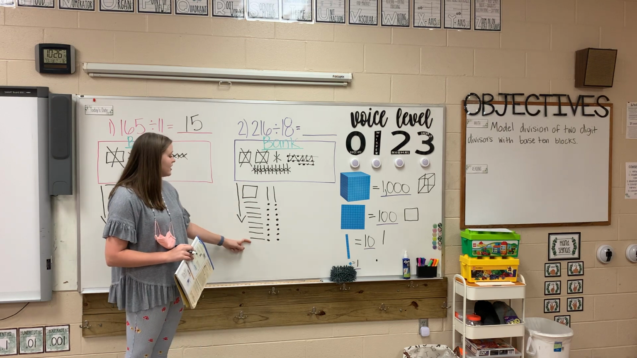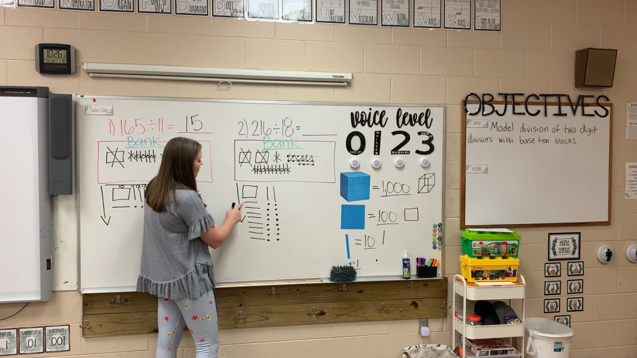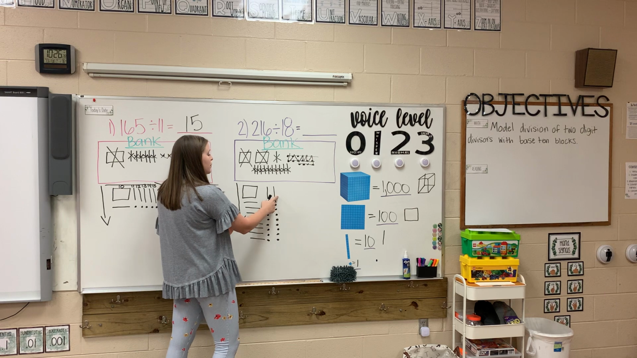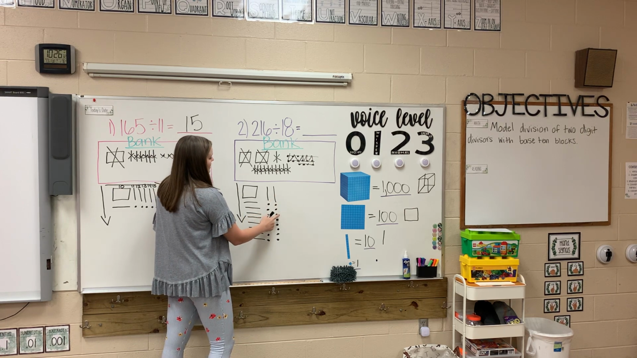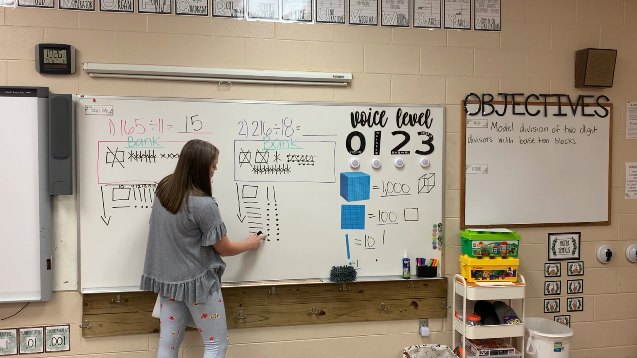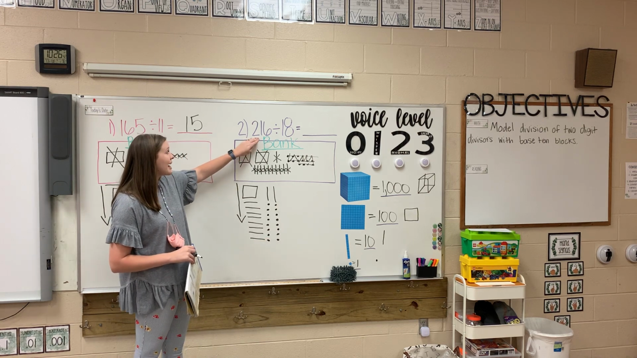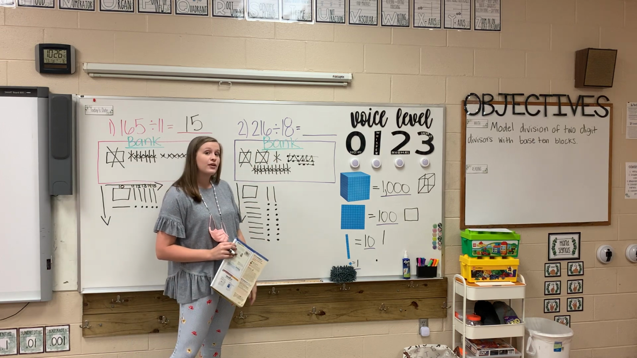I have my 18 groups, and then if I count total, I have 100, 110, 120, 130, 140, 150, 160, 170, 180, 190, 200, 201, 202, 203, 204, 205, 206, 207, 208, 209, 210, 211, 212, 213, 214, 215, 216. So I have 216 broken into 18 groups.